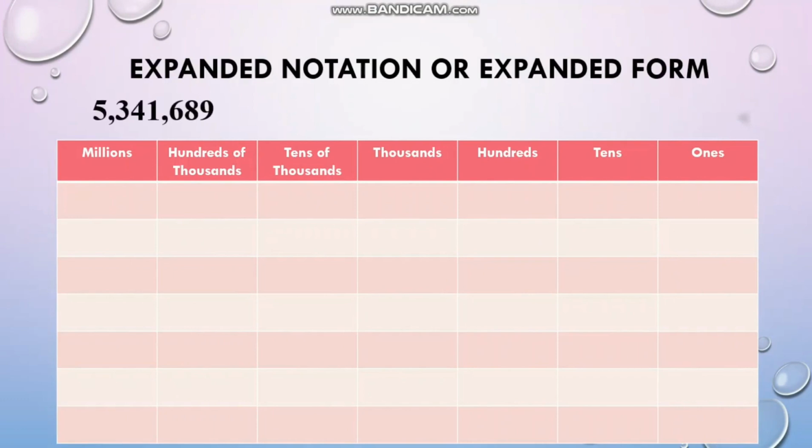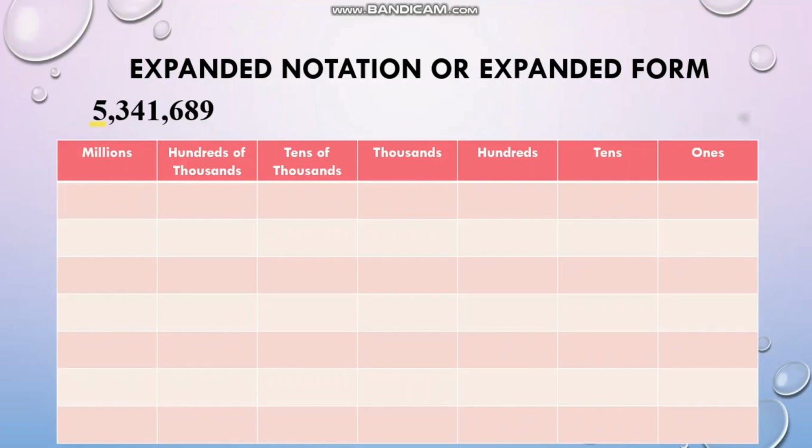Look at the number 5,341,689. How many digits does this number have? 7. We can draw up a place value chart with 7 columns. You write ones to millions from right to left, or millions to ones from left to right. So we have from right to left, ones, tens, hundreds, thousands, tens of thousands, hundreds of thousands, millions.